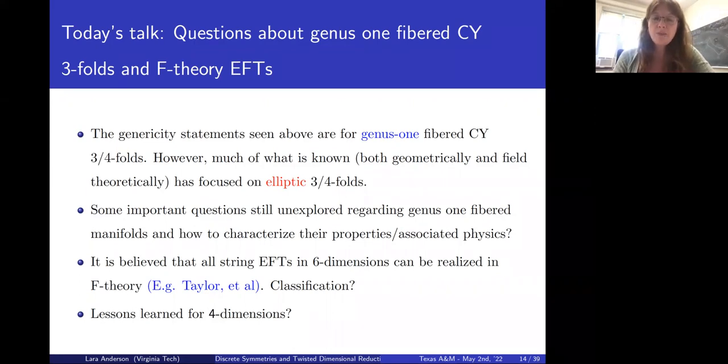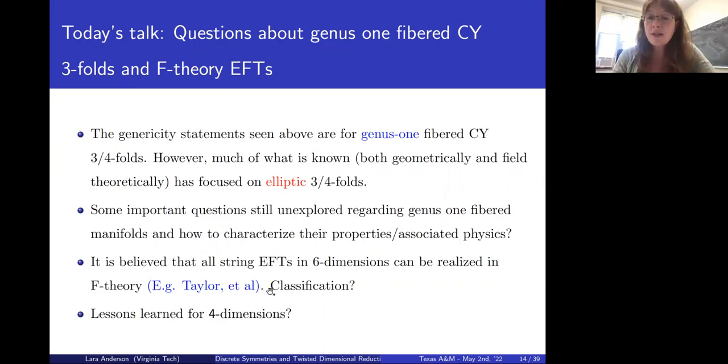The reason this is a neat playground is that it's been conjectured by, for example, Wati Taylor and collaborators, that effectively all string effective field theories that you could get from any type of string dimensional reduction can actually be realized in F-theory. So it seems like a really versatile framework for trying to map out what's possible within string dimensional reductions.